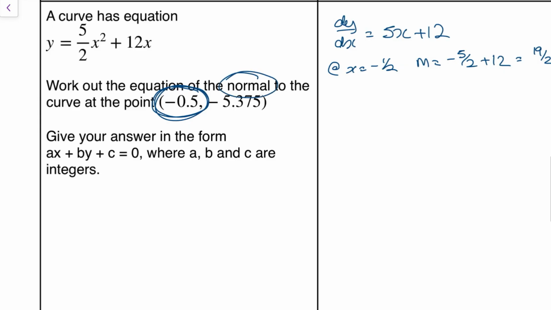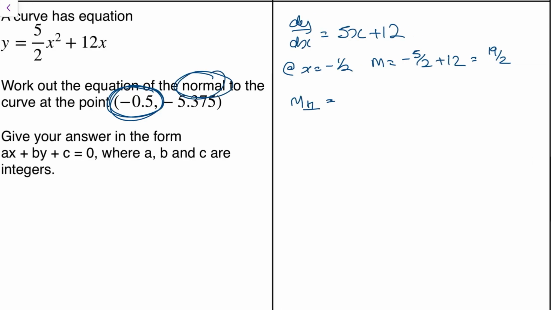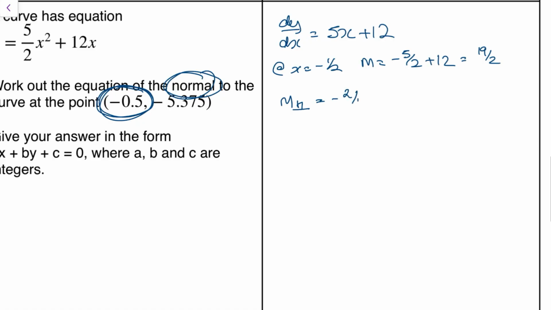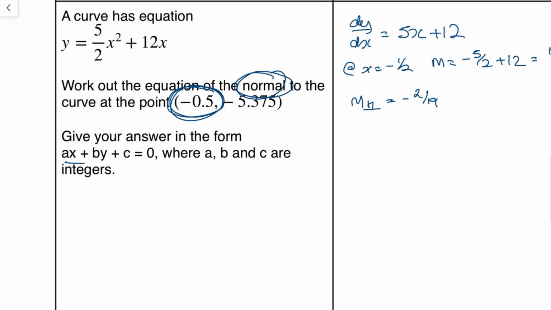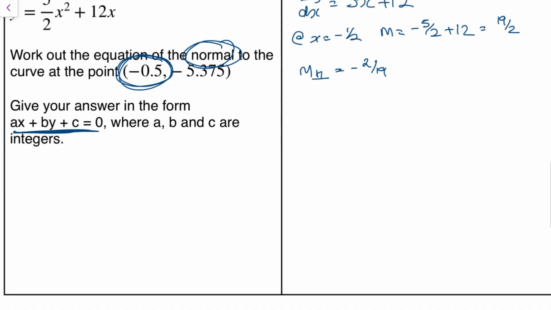Which means my normal, what am I doing? Work out the gradient of the normal. So my normal gradient, m perpendicular, is going to be the negative reciprocal, which is minus 2 over 19. Not nice at all. And what am I doing? I would normally say do whichever method you want, and I still mean that, but I think it is much, much easier to use the y minus y1 equals m(x minus x1) method. So I'm going to use this with this gradient and this coordinate.